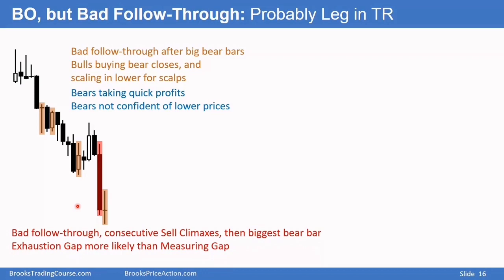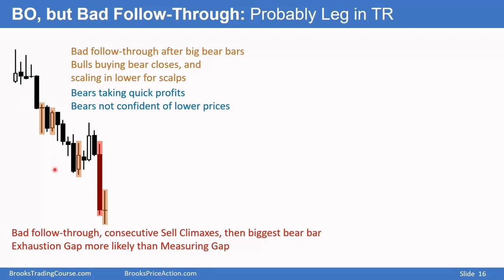Bad follow through, consecutive sell climaxes, big bear bar, sell climax, sell climax, sell climax. You have to be thinking that this is probably an exhaustive end of a move and the conversion into a trading range rather than the start of a new leg down. We have a gap this high, that low. Is this bar more likely a measuring gap leading to a measured move down? Or is this telling us that this entire sell-off is probably a bear leg in a trading range?